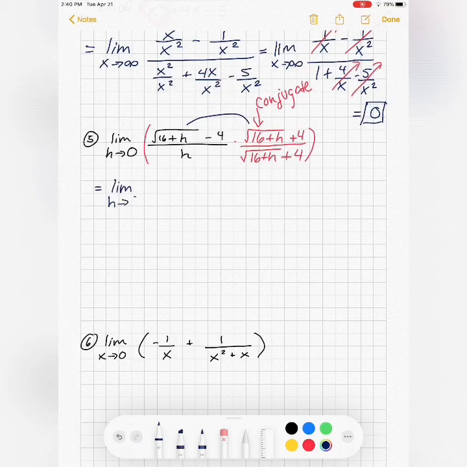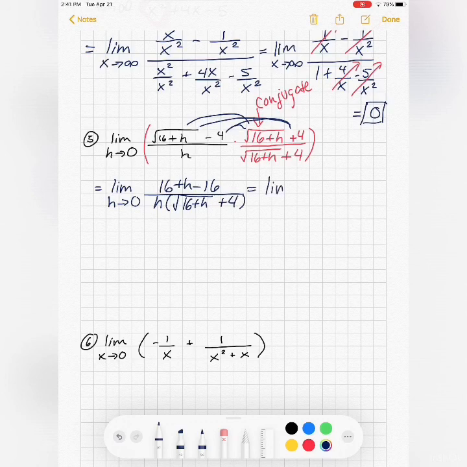Notice I still carry that limit sign. Okay, then I get plus 4 of those roots, minus 4 of those roots. Cancels, right? That's why this trick works. Bottom, I'm just going to multiply straight across. And then I should be able to cancel the h's.